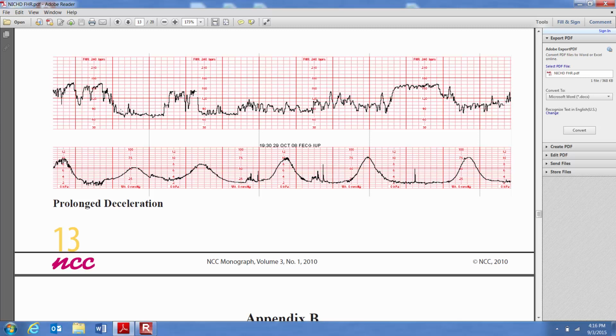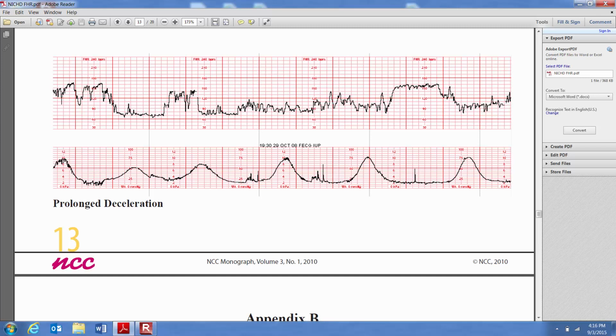Now, to be a prolonged decel, it has to be greater than 2 minutes but less than 10. If it's greater than 10 minutes, it's a baseline change. Here we have a deceleration that lasts 1 minute and a half. Here we have a deceleration that lasts 1, 2, 3, 4, 5 minutes. Oh, poor baby.